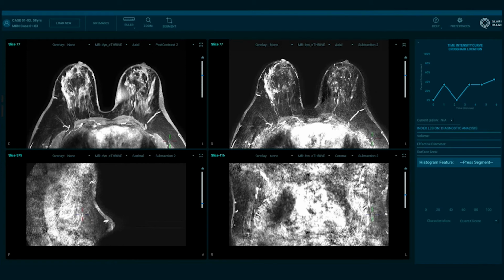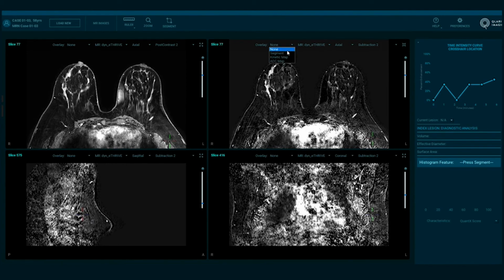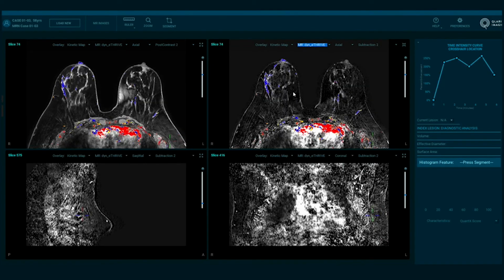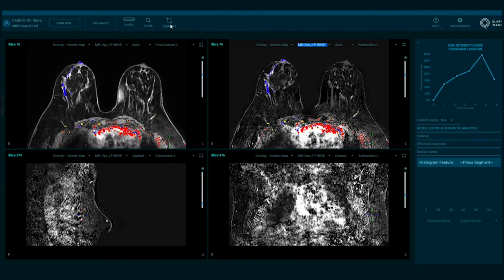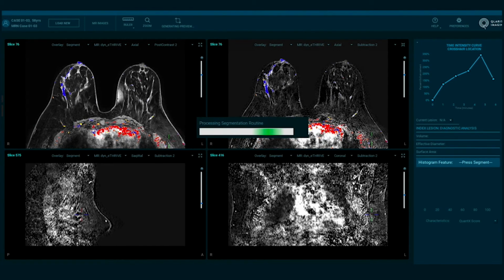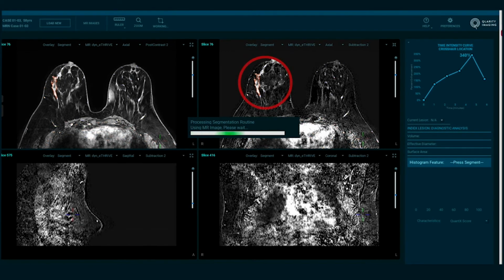We can get rid of this thickening of the slice here, and let's look at the kinetic overlay. You can see that most of the kinetic overlay is persistent enhancement. There's a little bit of washout, but mostly persistent enhancement. So let's segment the lesion. We'll provide some more information. We'll click on a C point here. And here we see the segmentation now.